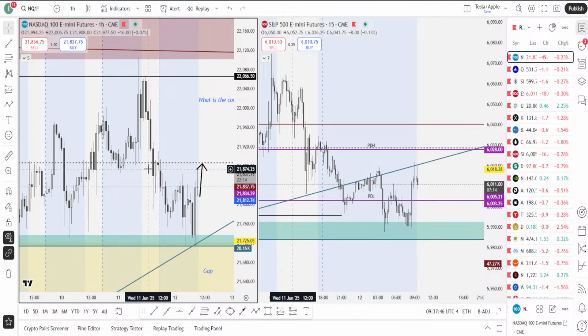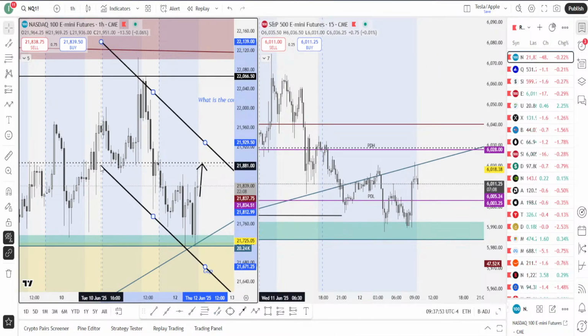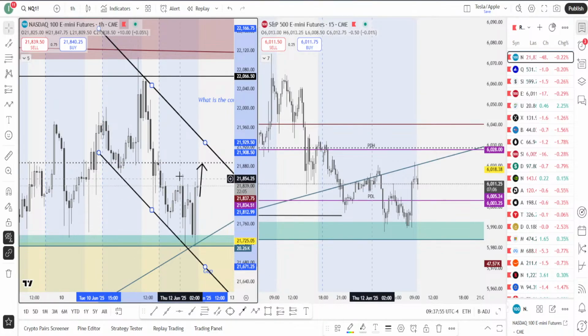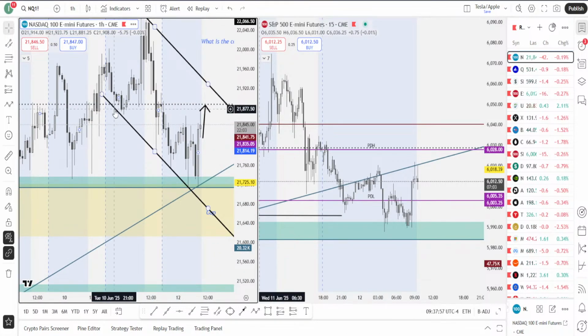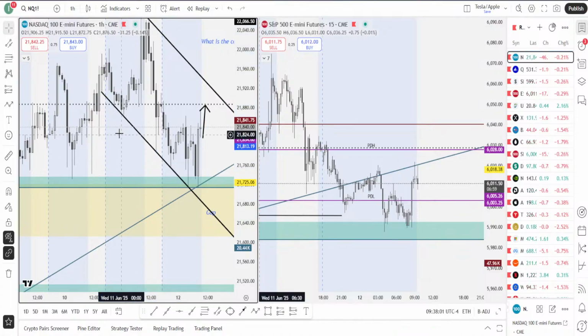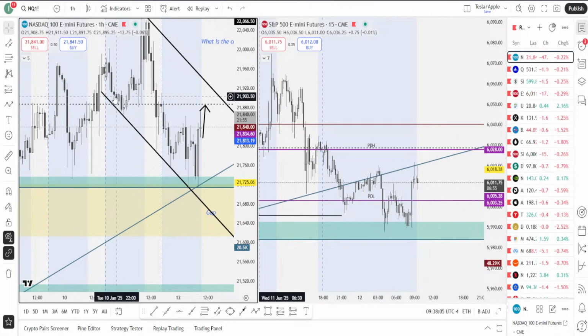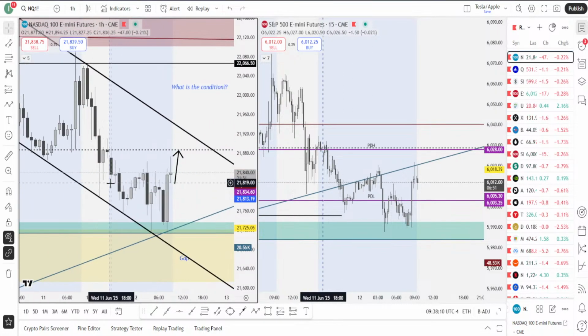Let's take this out of the way for now. Let's see if we can find our channel going lower here. Okay, we got one touch here. Oh, we actually got another touch here. Touch here, touch here, touch here, touch here, touch here. So this is a valid trend line here. That's a valid trend line.